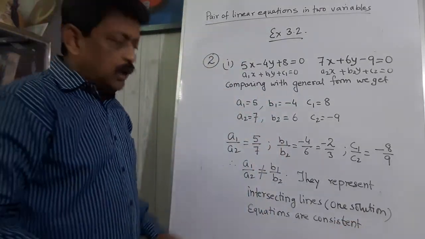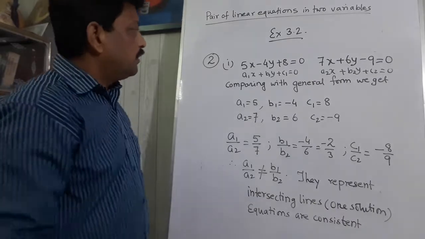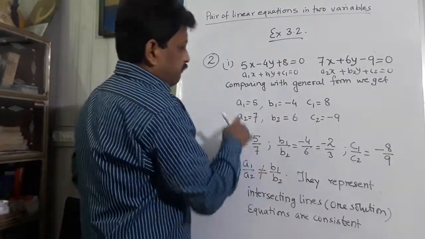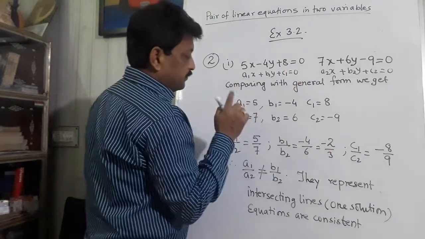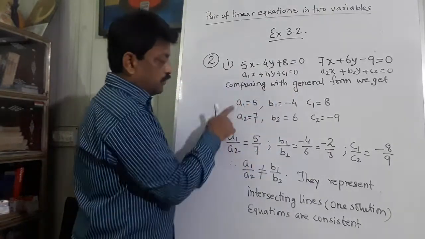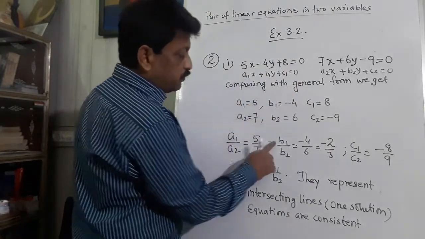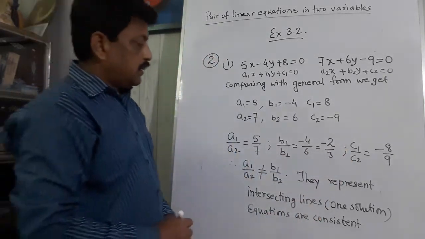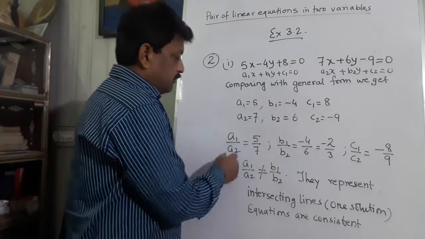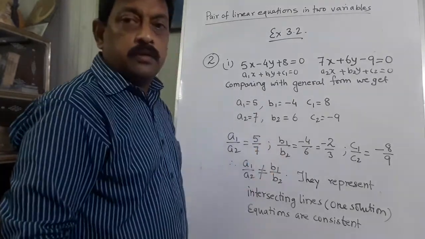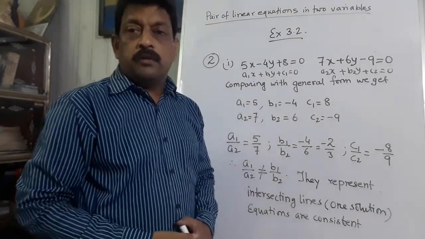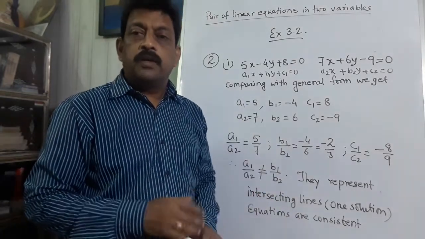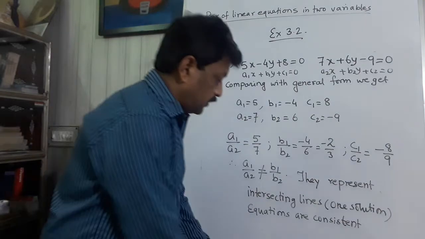Hope you have understood how to solve this problem. It is very simple. Equations will be given to you. Compare with the general form. Find the values of a1, b1, c1, a2, b2, c2. Then find their ratios a1 by a2, b1 by b2, c1 by c2, and check whether they are equal or not. Then write your observation from the formula we have learnt.